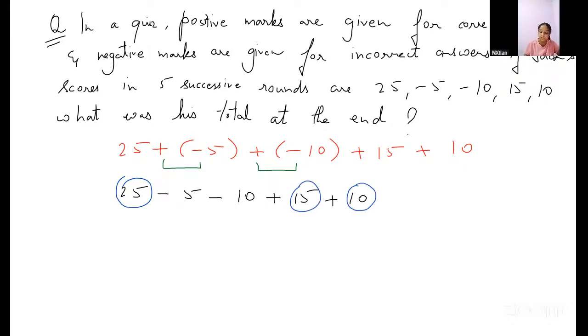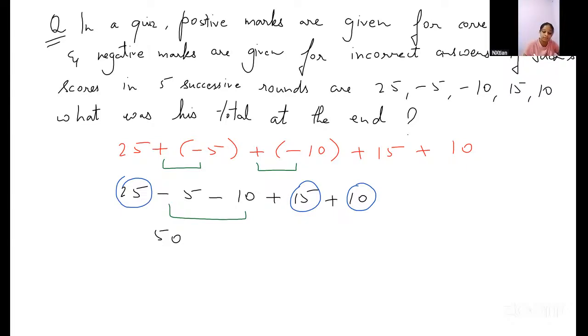25 plus 15, 35 and 40, 40 plus 10, 50. So from 50, I will now subtract the remaining two that are in negative, minus 5 and minus 10. When you have two values in minus, what do you do? Plus. Okay, so minus 5 minus 10, add, because minus is plus. So 5 plus 10, 15.